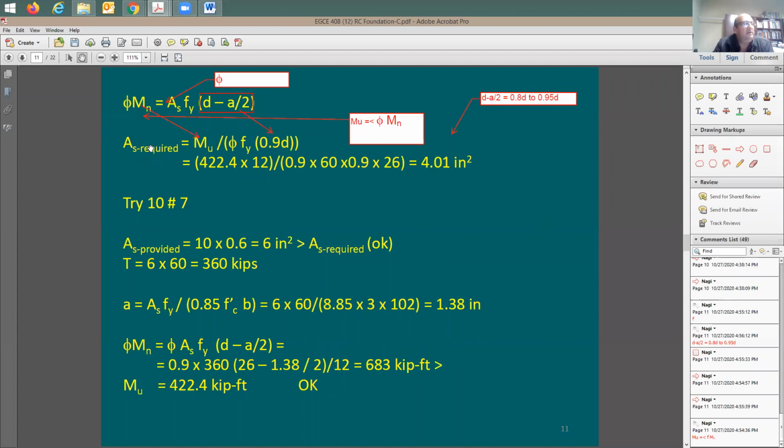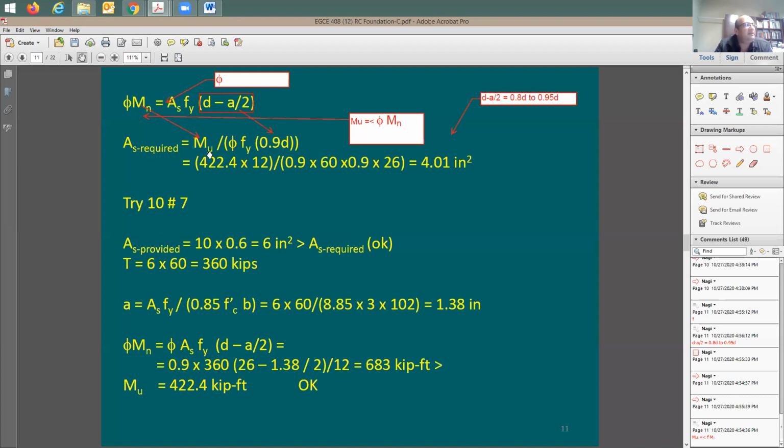Just to remind you, in the past we used to use this equation and AS was provided to us. Now I'm looking for AS. So AS based on this equation is going to be the AS required. In the past we used to see this AS provided in this phi Mn, which is the strength of the beam. Now AS required based on this analysis is going to be 4 square inches roughly.